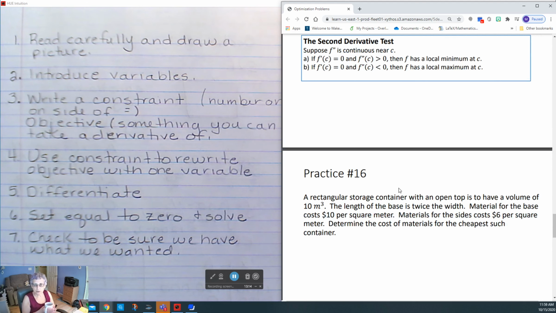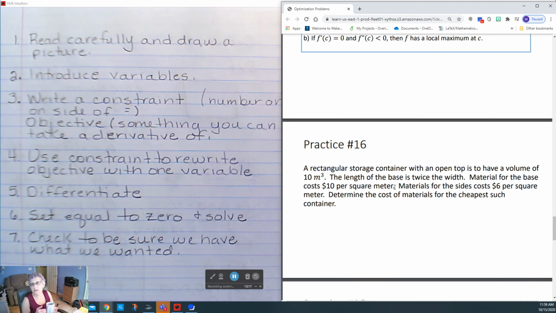Let's do a couple more examples. So read over number 16. Rectangular storage container with an open top. It has a volume of 10 cubic meters. So immediately you're thinking, okay, volume is my constraint. It's got to have 10 cubic meters. The length of the base is twice the width. Material for the base is $10 per square meter. Materials for the sides are $6 per square meter. And we want to determine the cost of materials for the cheapest container. So we want to minimize cost.